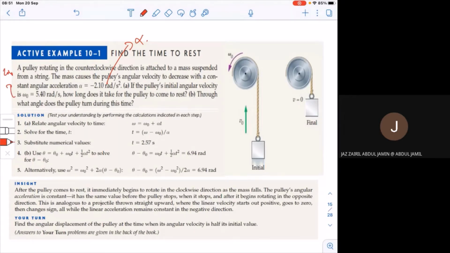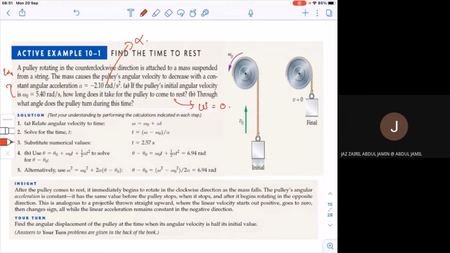If the question only gives the value of omega naught in part A: how long does it take for the pulley to come to rest? That means omega final is equivalent to 0. From here, we can replace alpha with negative 2.1 radian per second squared. So the answer is t equivalent to 2.57 seconds.